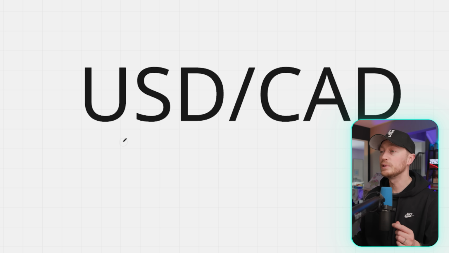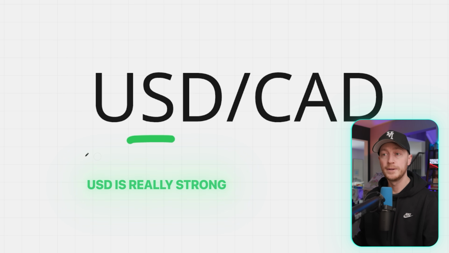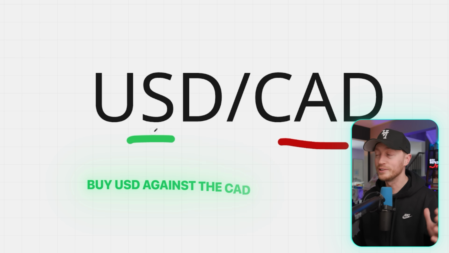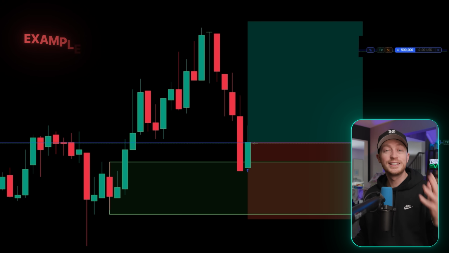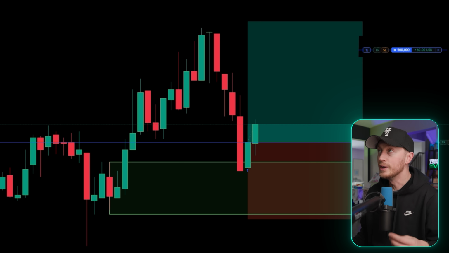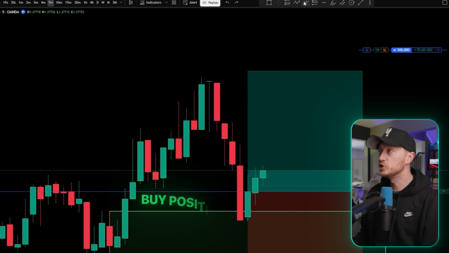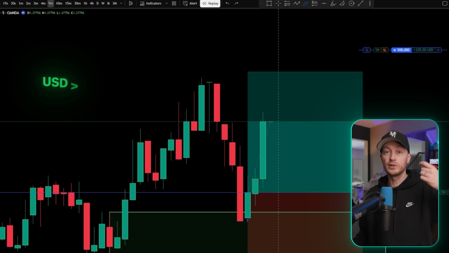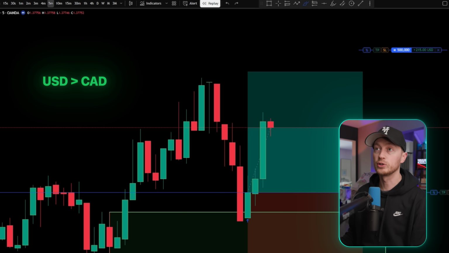So let's say I believe the US dollar is really strong and the Canadian dollar is really weak. Well, then I'm going to buy the US dollar against the Canadian dollar and collect my profit. Let's look at an example. This is an active trade on a candlestick chart. Now, I took a buy position at this level right here because I believe the US dollar is strong and the Canadian dollar is weak.